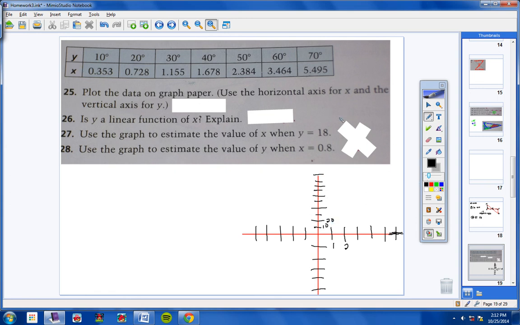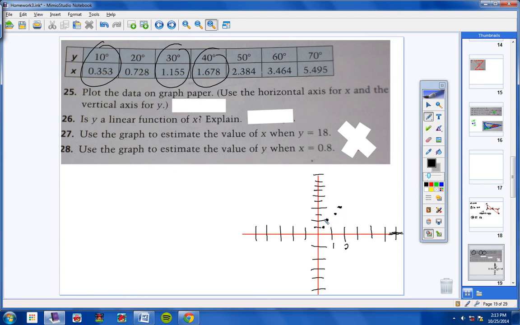Now, here's the first ordered pair right here, and it's over 0.3 and up 10. So over 0.3, but right here and up 10. The next ordered pair is over 0.7, so about right here and up to 20. The next one's over 1.1, 1.2, up to 30. And the next one's over 1.6, so right here, then up to 40, but right here.